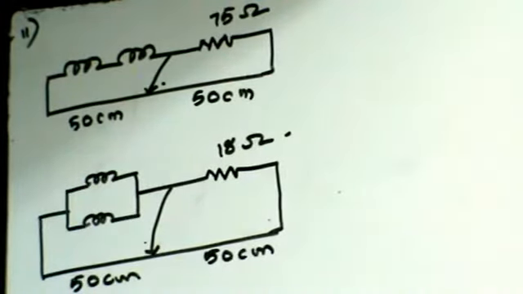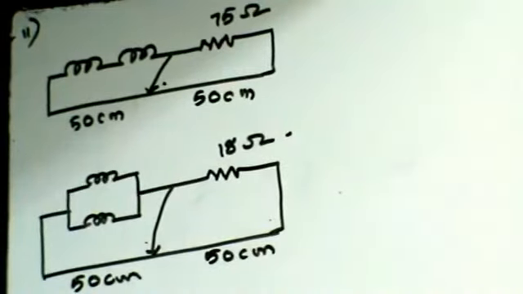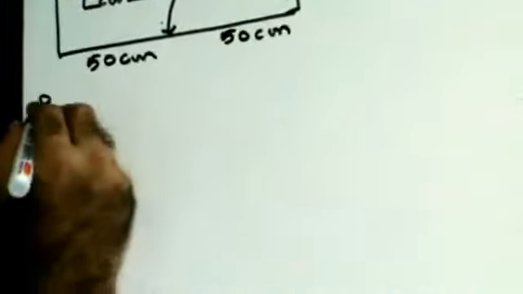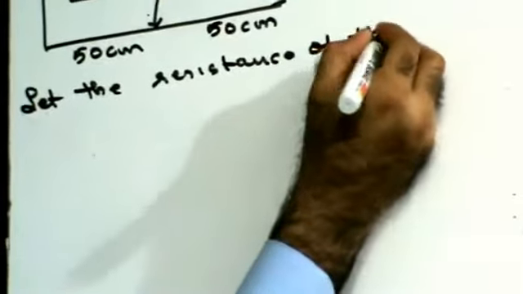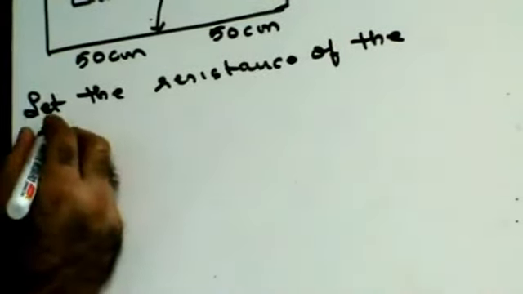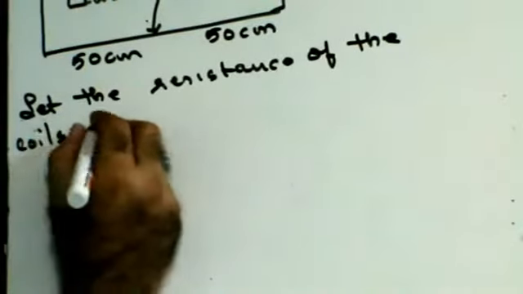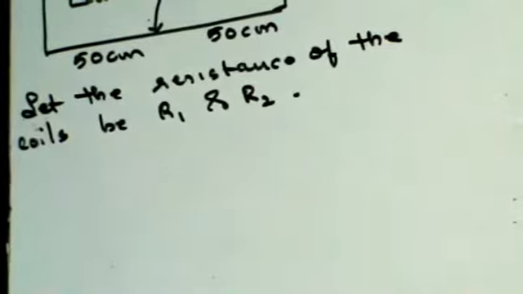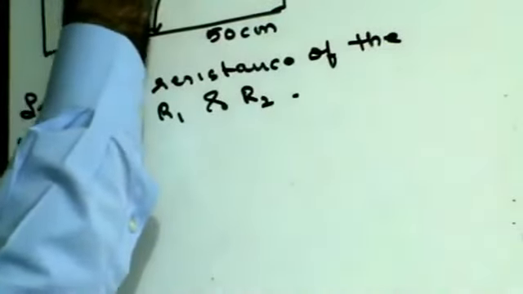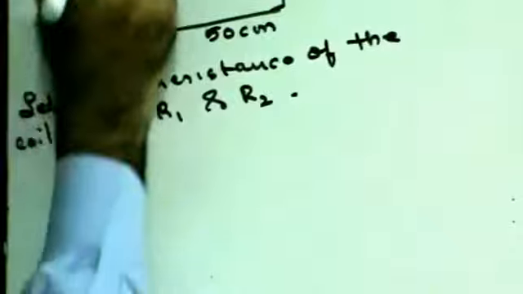Find the resistance of each coil. Let the resistance of the coils be say R1 and R2. Let's assume R1 and R2 are the resistance of the coil.